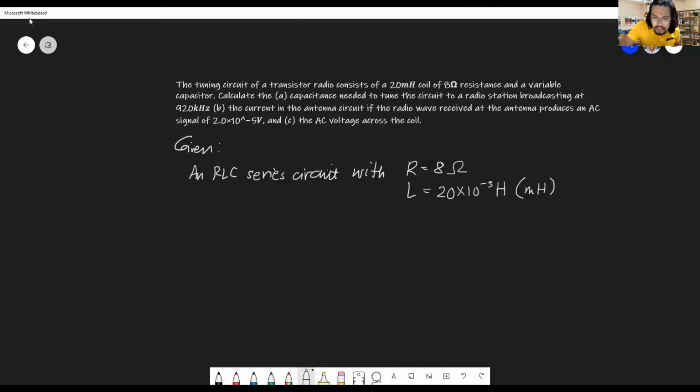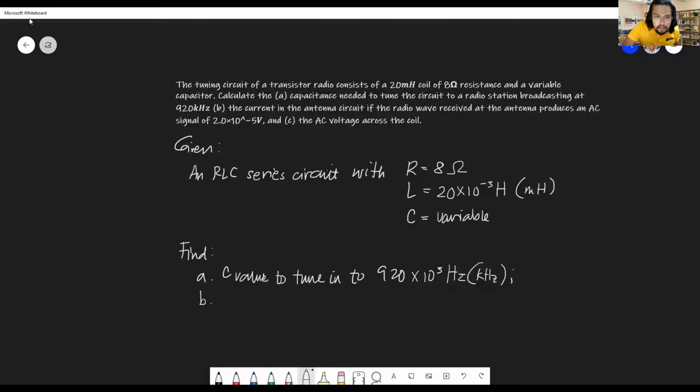C is variable, and that enables the transistor radio to work. We're trying to find A, the C value needed to tune in to 920 kilohertz. Let's once again put that as times 10 to the 3 hertz, or kilohertz.